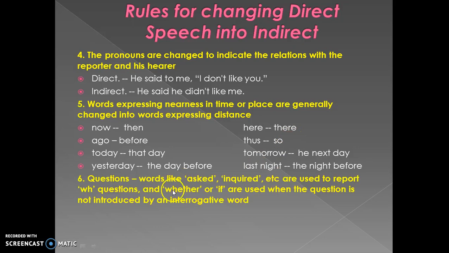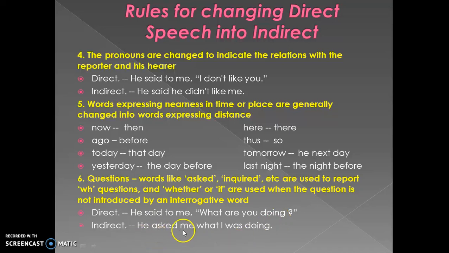To form questions, words like asked and inquire are used to report WH questions, whereas if WH questions are not given, whether or if are used. Example, he said to me, "What are you doing?" would be written as, he asked me what I was doing.